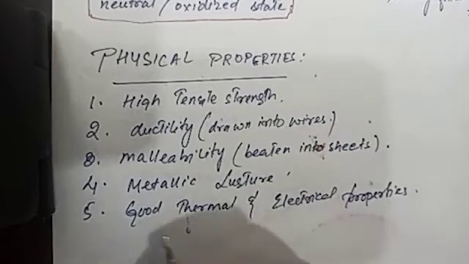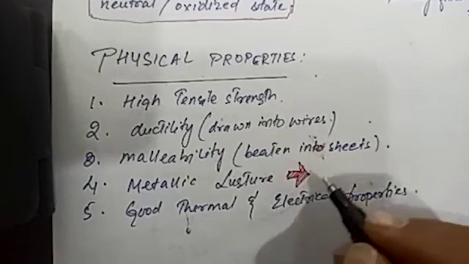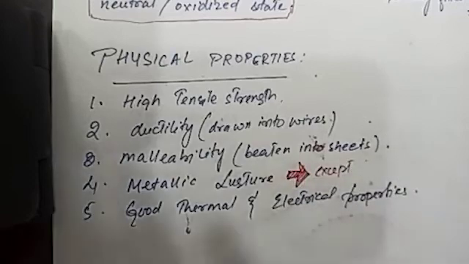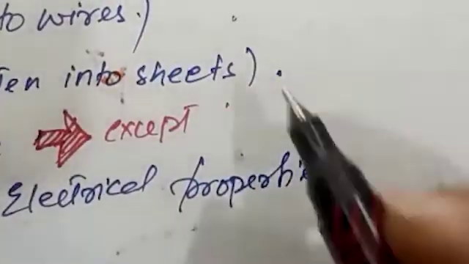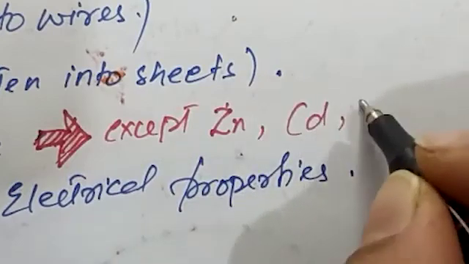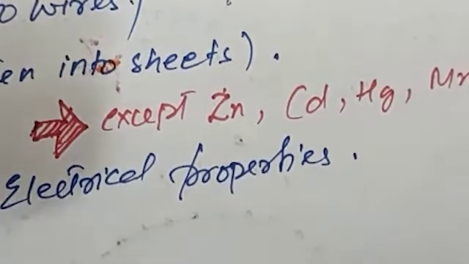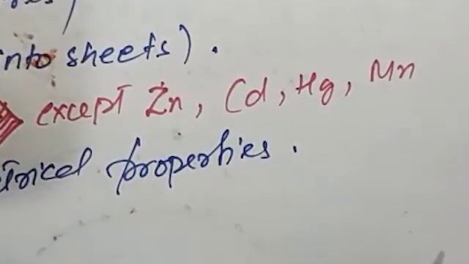Regarding metallic luster, there is a point that zinc, cadmium, mercury and manganese do not have metallic luster. You might say, sir, but mercury is shiny. Yes, it is shiny. But when a metal is freshly cut, the exposed surface should be shiny. That is known as metallic luster.